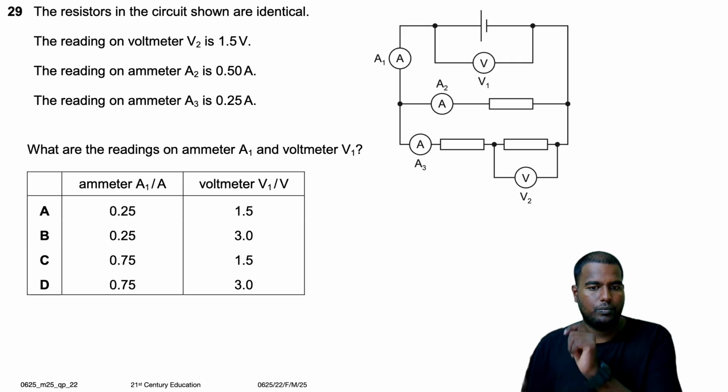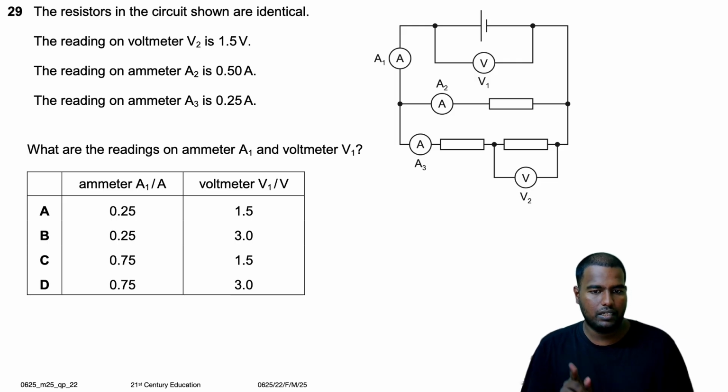Here V2 is 1.5 volt. The reading on ammeter A2 is 0.50 ampere. Okay, in the middle one, the reading on ammeter A3 is 0.25 ampere. What are the readings on the ammeter A1 and voltmeter V1?